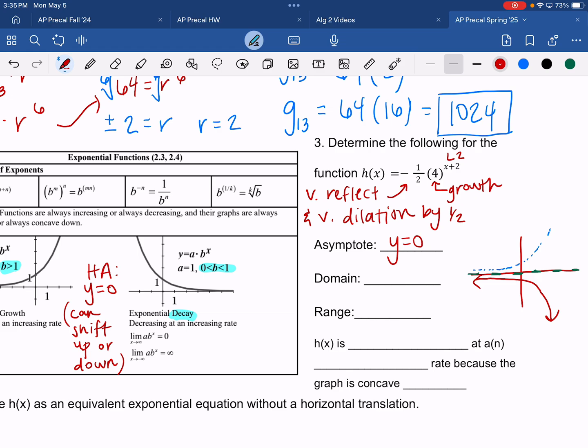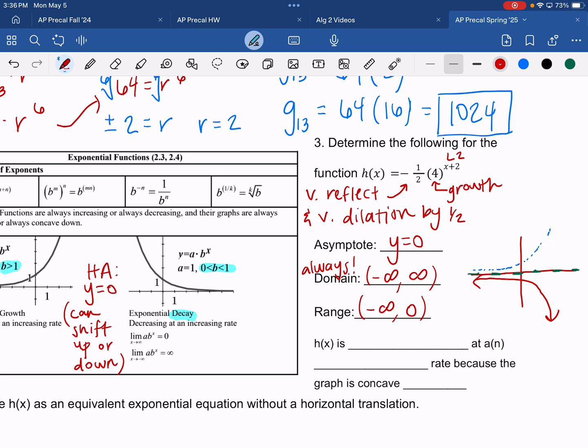What's the domain of this function? Yes, all real numbers. There we go, confidence builder. And this is always true for exponential. Okay, what's the range? Yes, negative infinity, and then it's bounded by the horizontal asymptote at 0. We cannot include the 0.